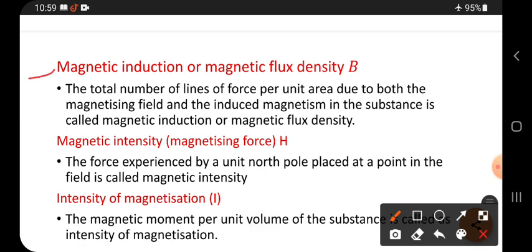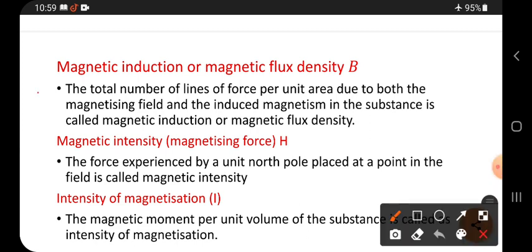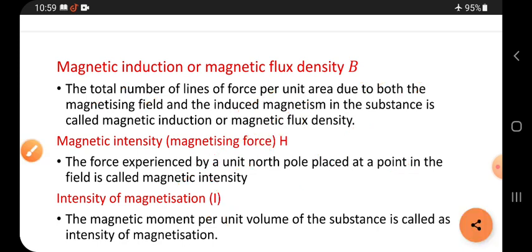Next, magnetic induction or magnetic flux density, denoted by B. It is defined as the total number of lines of force per unit area due to both the magnetizing field and the induced magnetism in the substance. Suppose you consider a substance having unit area, then the number of lines per unit area, due to both, is called magnetic induction or magnetic flux density.